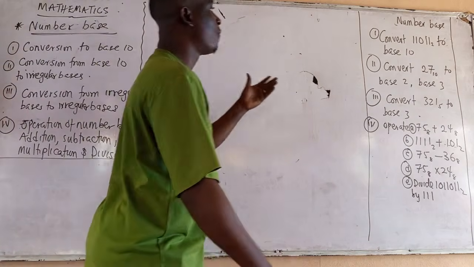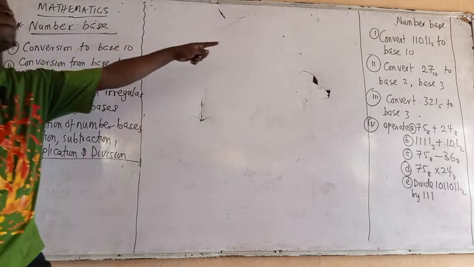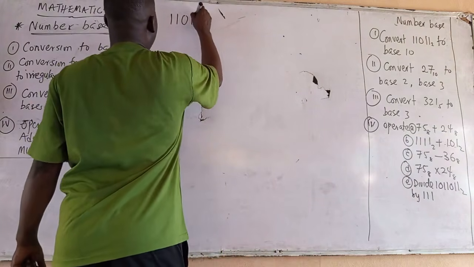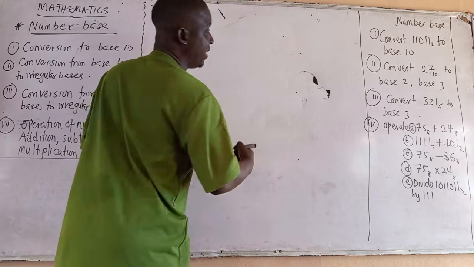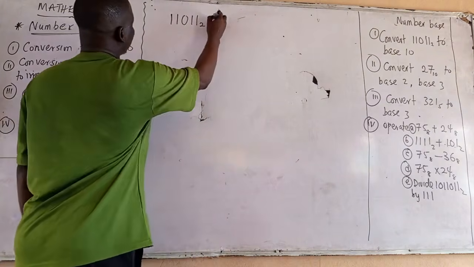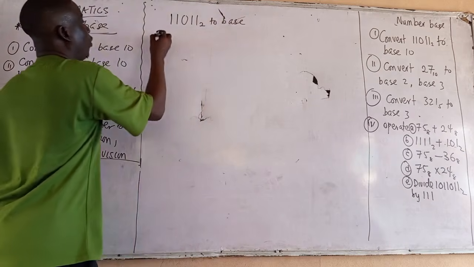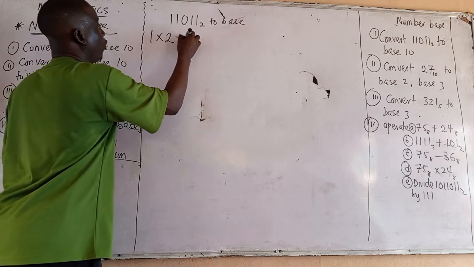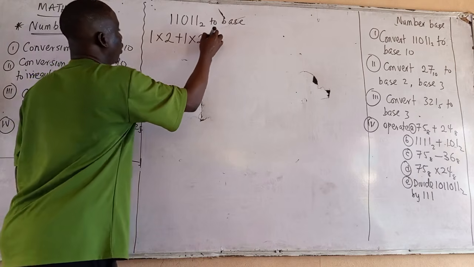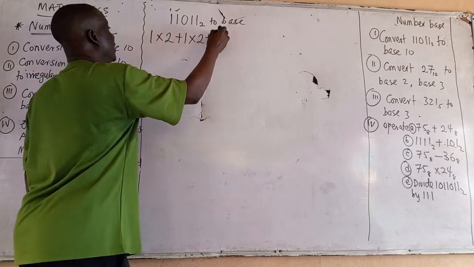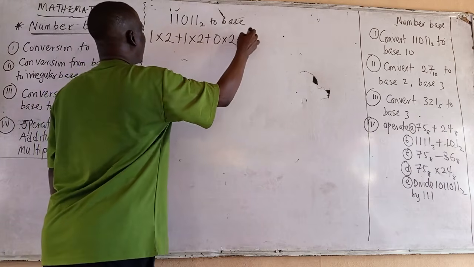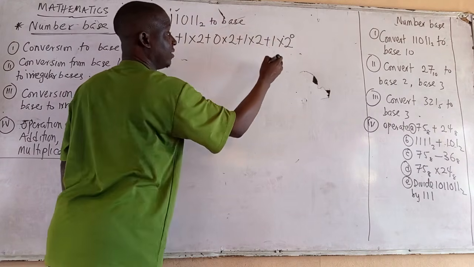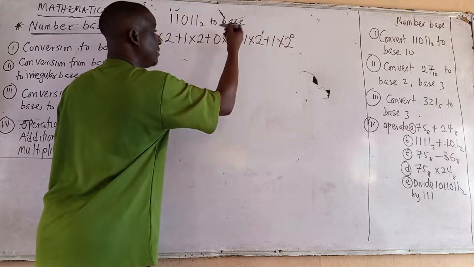Now, for conversion of number base to base 10, we can pick a good example to start with. And that is what? 11011 in base 2 to what? To base 10. Now, when you are converting this one to base 10, what you are going to do is, quickly, 1 times what? 2 plus what? 1 times what? 2 plus what? I'm taking this one. 0 times 2 plus what? 1 times 2 plus what? 1 times what? Then you now put what? On the base.